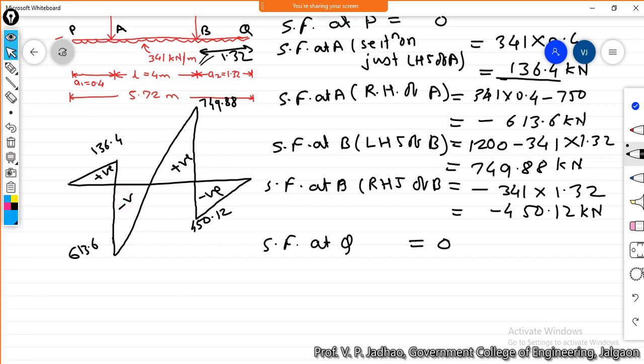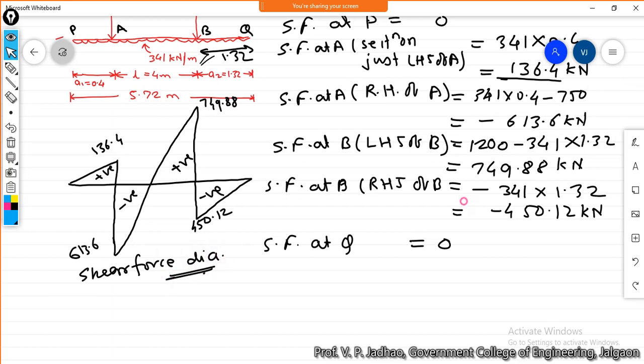Okay, in some of the books the sign conventions are used in opposite manner. I have used clockwise as positive, then in some books the sign conventions are considered as negative. You can consider any of the both. Okay, so this is how our shear force diagram is. This is our shear force diagram.